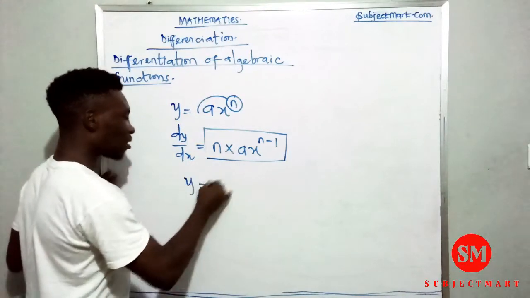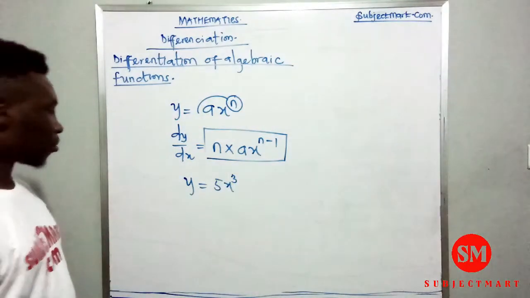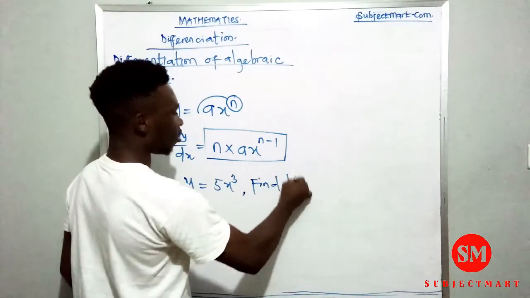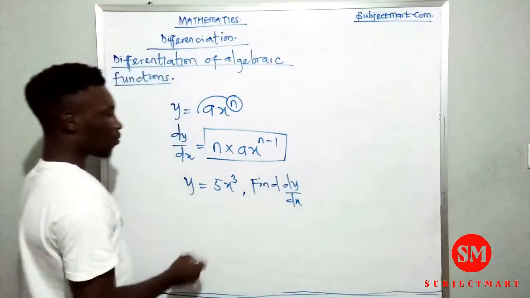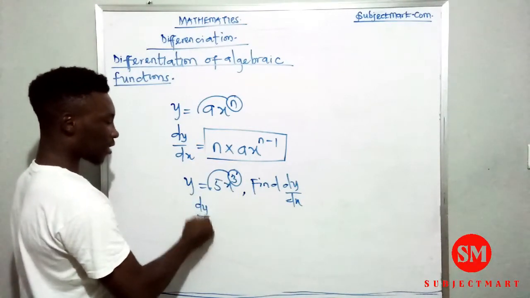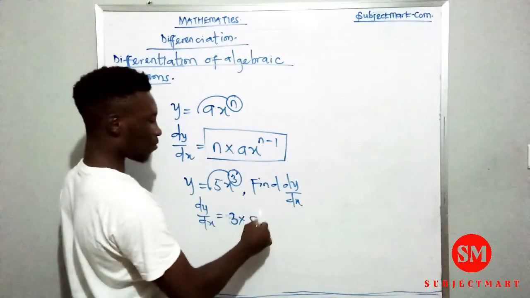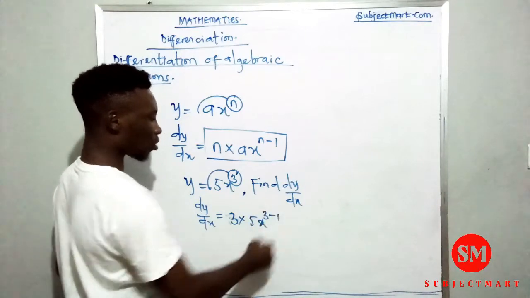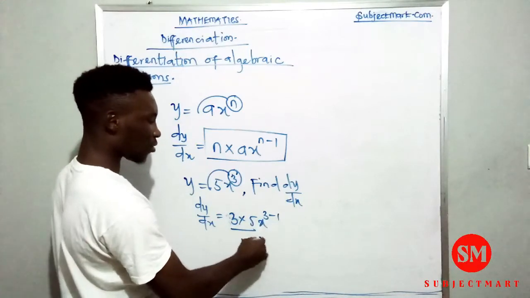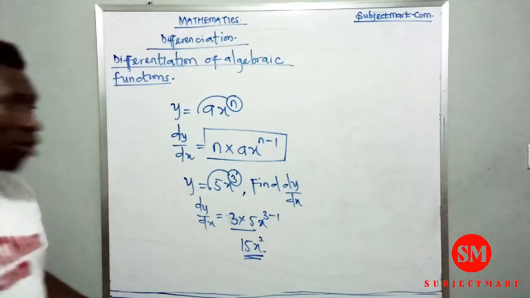Let's take y here is equal to 5x raised to the power 3, and you are asked to find dy/dx. Looking for your differentiation here, find dy/dx. Now, your power here, you bring it down, so dy/dx is equal to 3 times 5x raised to the power 3 minus 1. 3 times 5 here gives us 15x raised to 3 minus 1, which gives us 2. Now this is simply your differentiation.